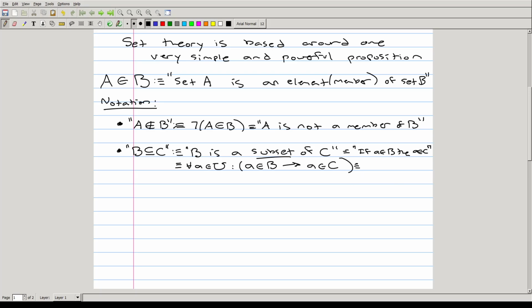And we know from our logical equivalences that if this is how we define what it means to be a subset, it is the same thing as saying A is not an element of B, or A is an element of C. Just using our basic logical equivalences that we've talked about before.